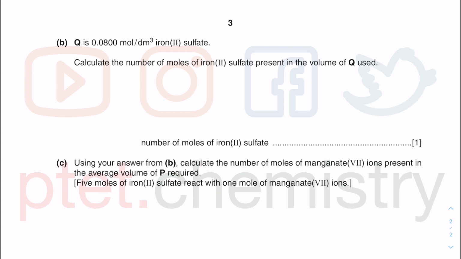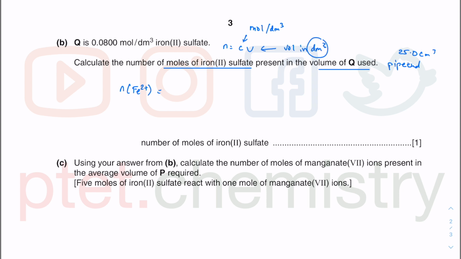Let's start with the calculations. So we want the moles of iron 2 sulfate present in the volume of Q used. This was pipetted out. We pipetted out 25.0 cm³. So the moles of iron 2 plus, n equals CV. Do not forget mole per dm³ concentration. The volume has to be in dm³. Number 1 mistake, cm³ to dm³, you need to divide by 1000. Rookie mistake, but once you keep on making it, you are never going to improve unless you keep an eye out for this kind of thing.